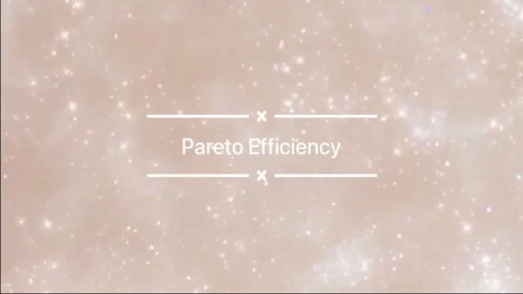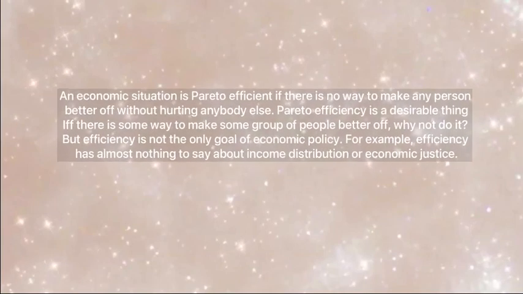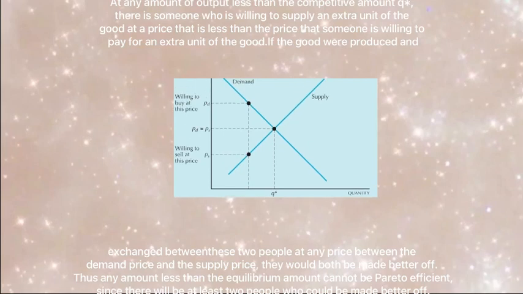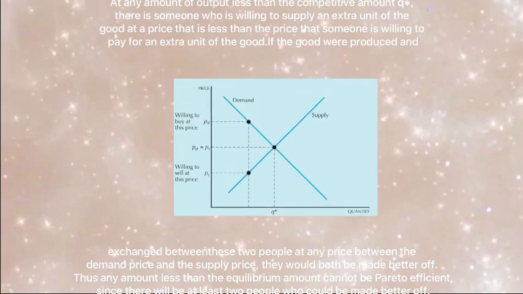And the next is about Pareto efficiency. An economic situation is Pareto efficient if there is no way to make any person better off without hurting anybody else. From the curve, we can analyze that if the good will produce an exchange between these two people at any price between the demand price and the supply price, they would both be made better off. An amount less than the equilibrium amount cannot be Pareto efficient, since there will be at least two people who could be made better off.